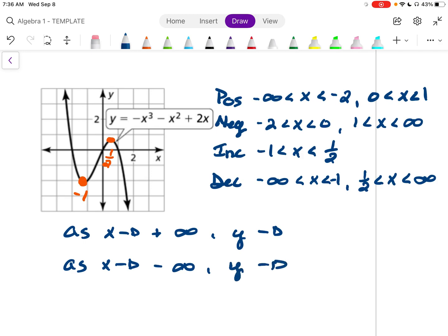All right, end behavior. Starting off on the left side, or we'll start off on the right side. I'm doing this in the wrong order. Positive infinity is on the right. Y would go to negative infinity, right? It shoots down. Then we think about the left side. We have negative infinity, that's on the left. It shoots up, so that's positive infinity.